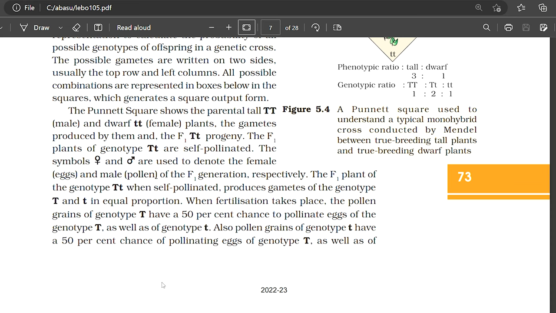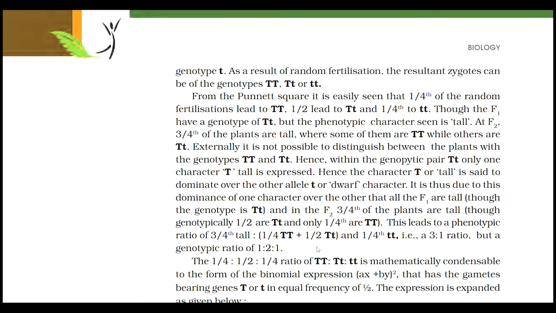Also, pollen grains of genotype small t have a 50% chance of pollinating eggs of genotype capital T as well as of genotype small t. As a result of random fertilization, the resultant zygotes can be of the genotypes capital T capital T, capital T small t, or small t small t. From the Punnett square, it is easily seen that 1/4 of the random fertilizations lead to capital T capital T, 1/2 lead to capital T small t, and 1/4 to small t small t.